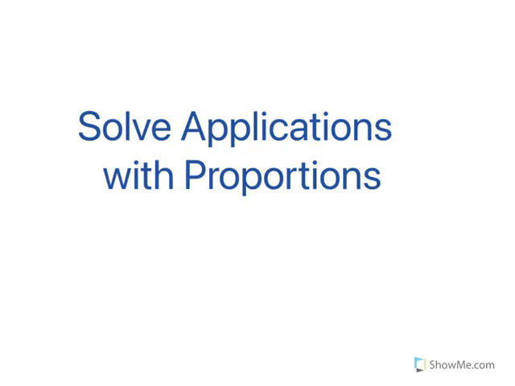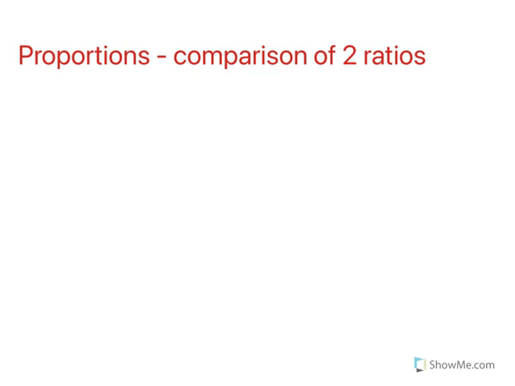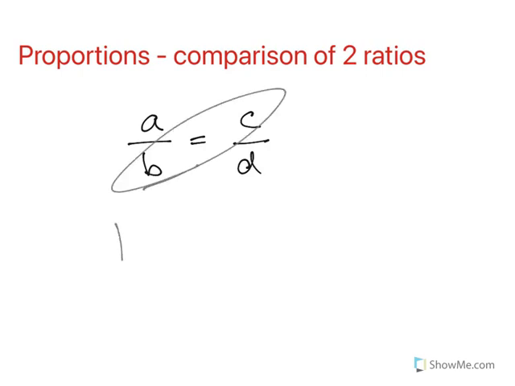Solve applications with proportions. I love proportions, they're so much fun. So first off, remember that a proportion is a comparison of two ratios. So we generally have ratio one, whatever it may be, and it's going to equal the second ratio. Now to solve these, we generally cross multiply. So B times C equals A times D.